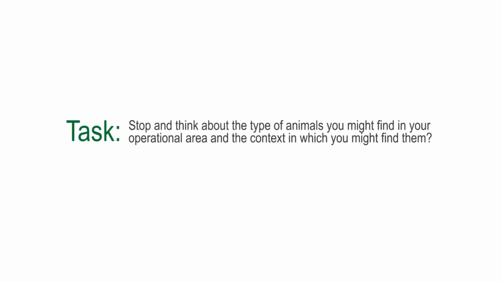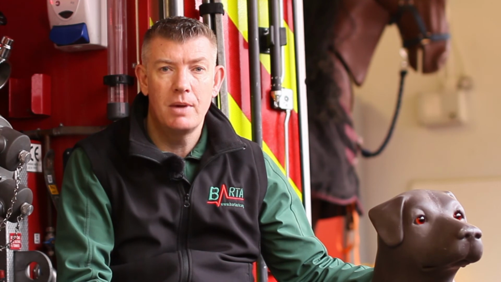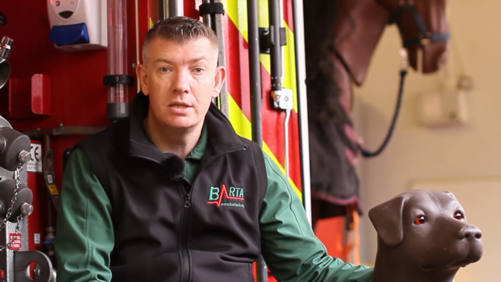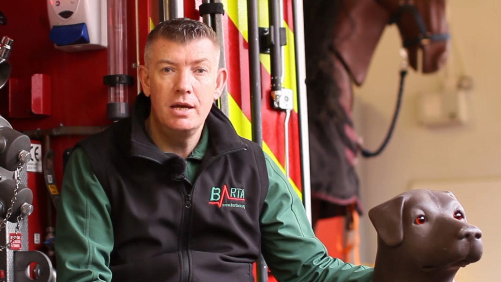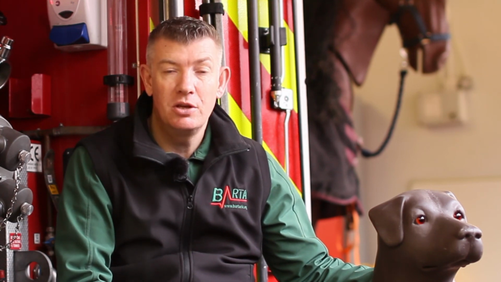Before we delve any deeper into the subject, now's a good time to just stop and just think about the types of animals that you may encounter in your operational area and the context in which you might find them. And this is a really useful exercise for thinking about the site-specific risks that you might encounter or need to take into account ahead of any incident occurring. So in your groups or individually, just jot down some ideas around those species groups, the numbers of animals you might find and the context that you might find them in.